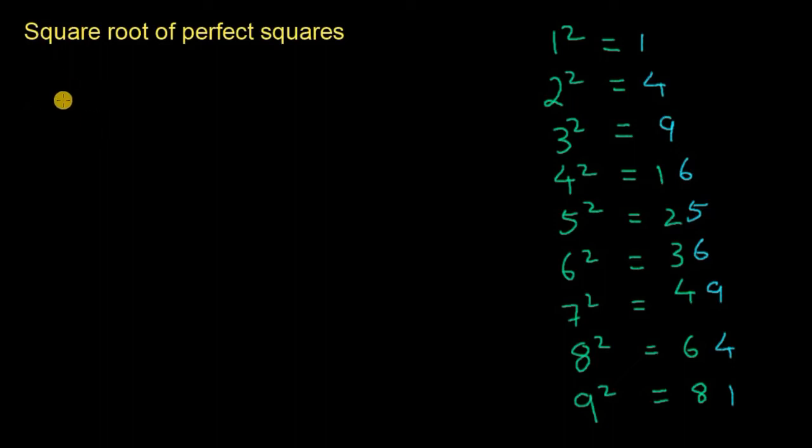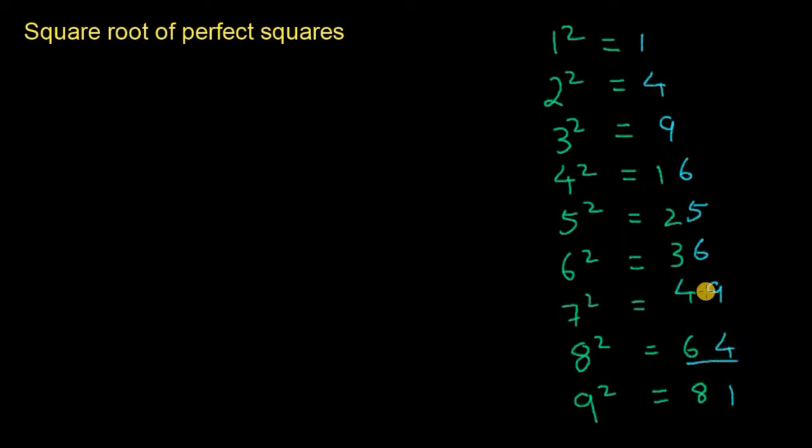In this video, we're going to be seeing how to find square root of a perfect square. So what are perfect squares? Perfect squares are those numbers whose square root is always a whole number. For example, if you take any number such as 64, the square root of 64 is 8. So 64 is known as a perfect square.